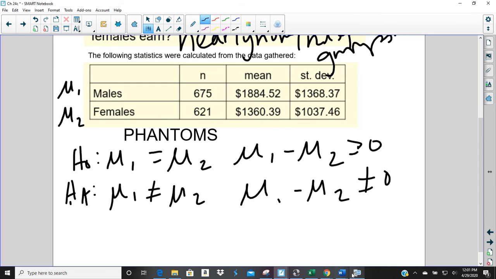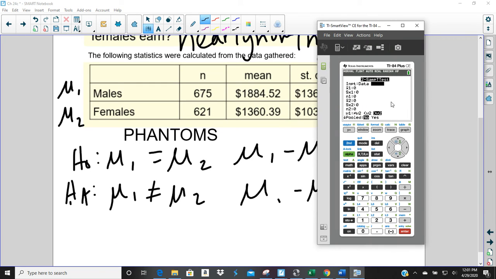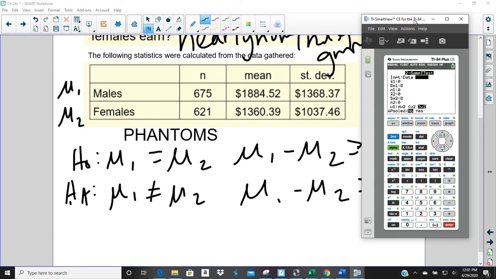Okay, so let us go for doing our data. Let's go to our calculator. I'm actually already on a 2-sample t-test. Go ahead and get there, and let's put in our data. Mu1 is going to be 1884.52. Standard deviation is 1368.37. Number was 675. Second one, 1360.39. So again, we can see that it is much smaller. Yeah, girls making less for one reason or another.